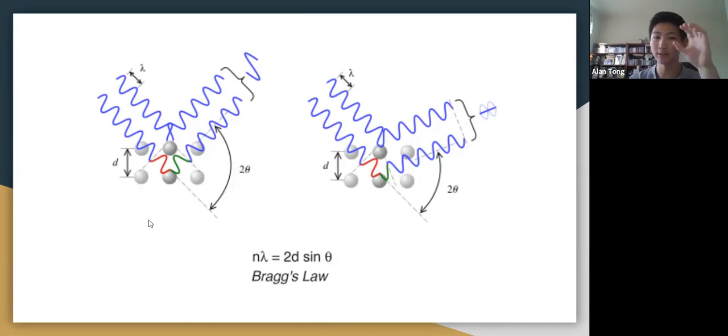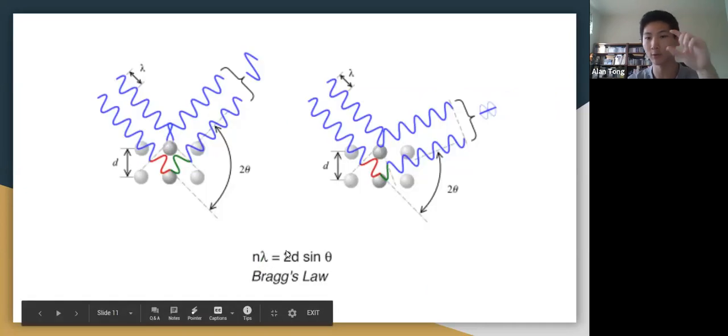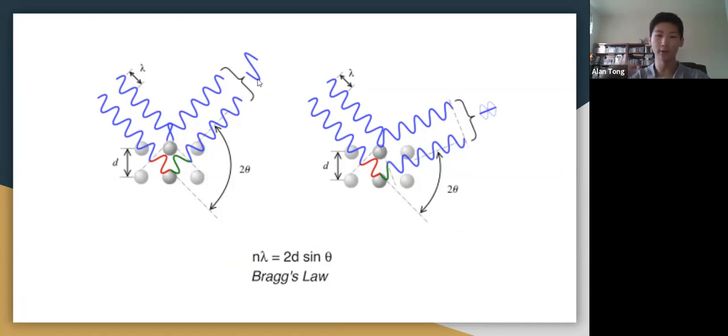Now, of course, that's a very simple structure. And notice that we had to have crystals. Crystals are necessary. If we didn't have crystals, they wouldn't interfere. So we have to have these planes, these ordered arrays of atoms, or I guess electrons, if you're looking at it from an X-ray point of view.